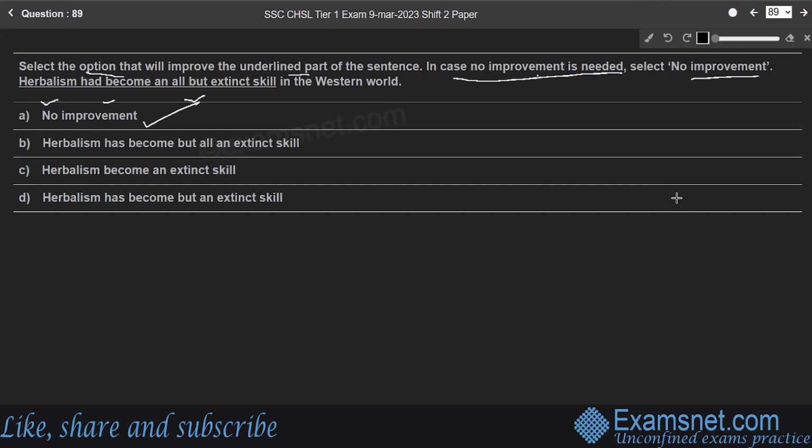The phrase "all but" is idiomatic and means almost or nearly. It is used to emphasize that herbalism is extremely rare or close to being extinct in the Western world. The placement of "all but" before "extinct" is appropriate in this sentence. Therefore, option A. No improvement is required.